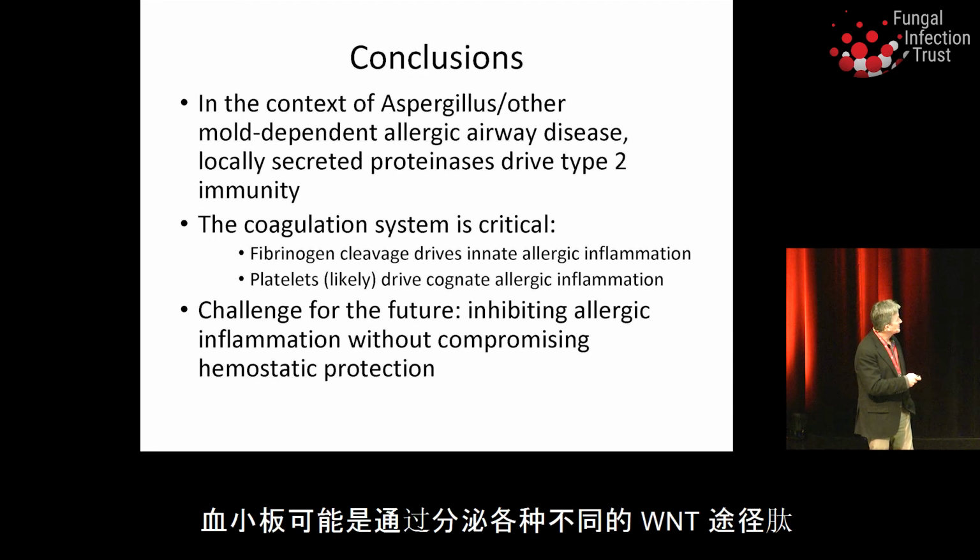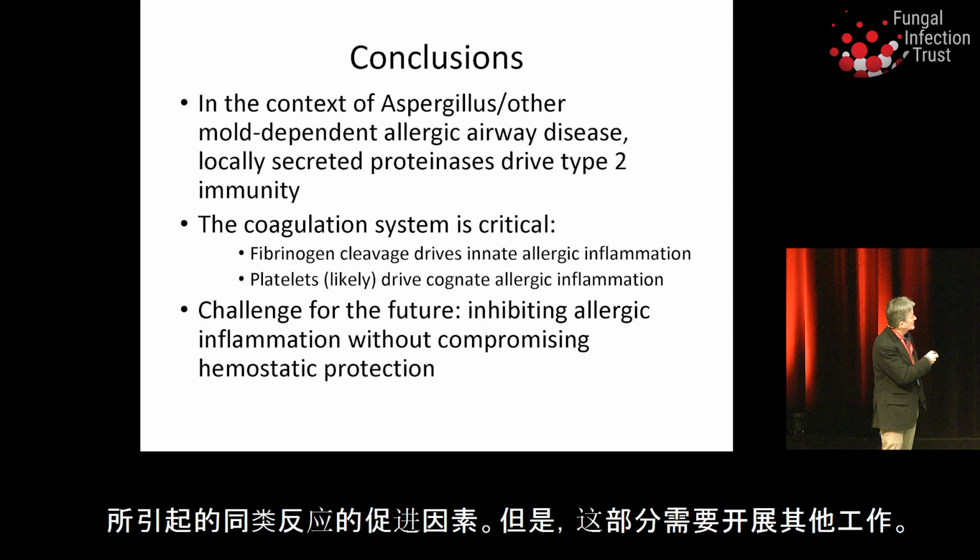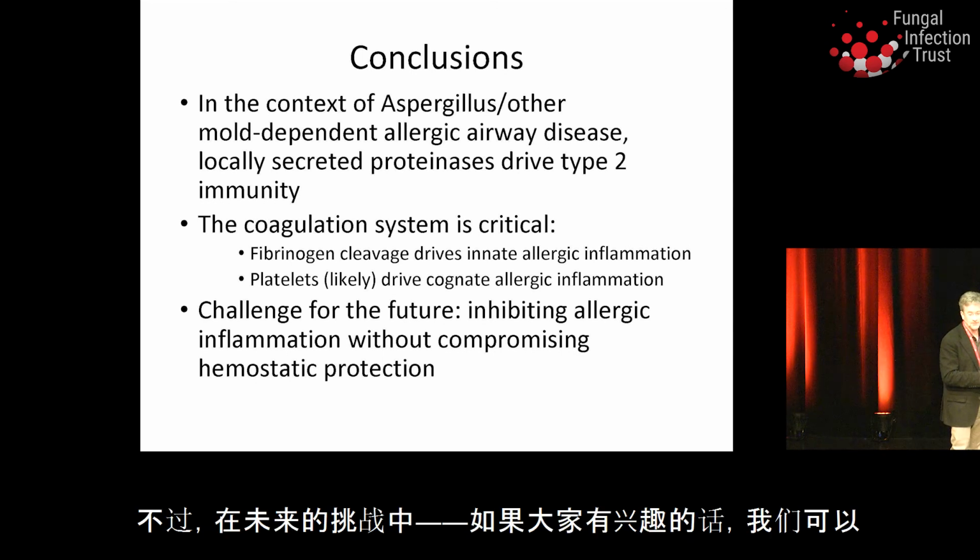But on the adaptive immune side, Th2 cells, but also Th17 cells, platelets are likely drivers of that cognate response through the secretion of a variety of different Wnt pathway peptides. But this part clearly needs some additional work.